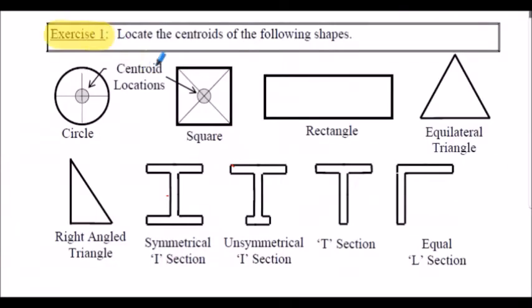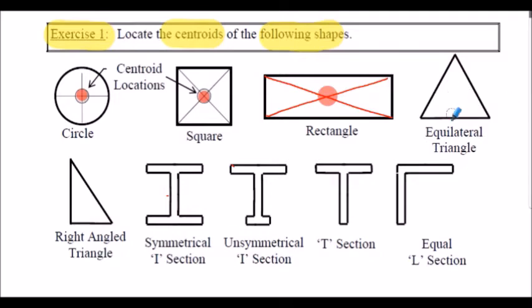Exercise 1, we're asked to locate the centroids of the following shapes. The centroid of the circle is easy to find, we just bisect two diameters. For the square, we bisect the corners to find the centroid. I would encourage you now to stop the presentation for a moment and determine the centroids of the following shapes. If we want to find the centre of the rectangle, again I'm bisecting the corners. Here's the centroid.